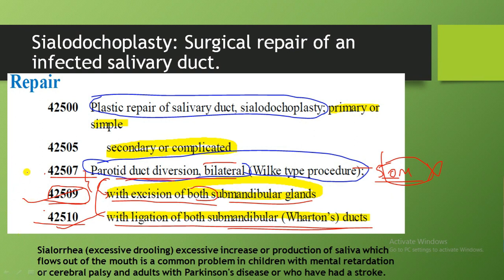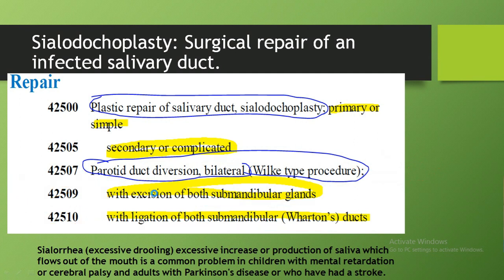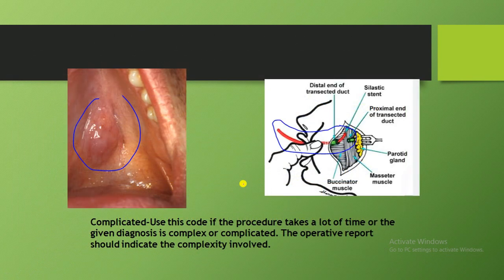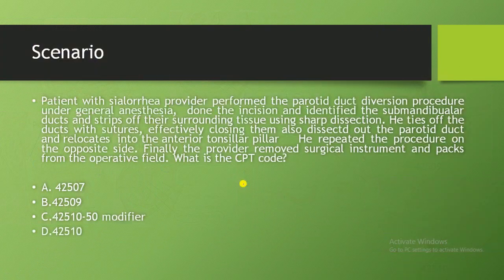So this is about the parotid duct diversion procedures. In all these three procedures, no need to append the 50 modifier because the bilateral procedure is included. By doing these procedures, patients who are having drooling, excessive production of saliva, are treated. So now we will see one scenario for our better understanding.